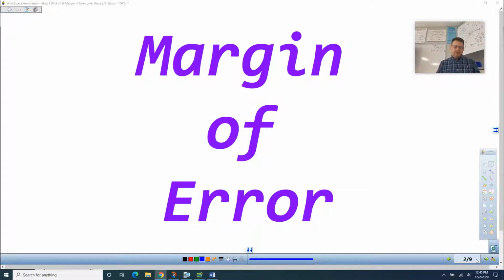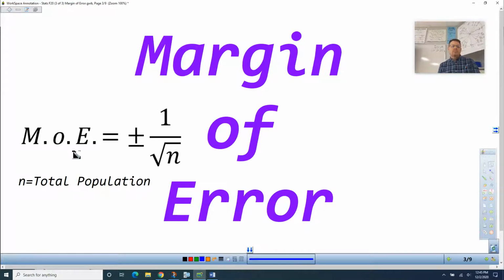That's the concept. So we've got a couple of formulas here. You're going to have to memorize them. And these are really, really simple margin of error formulas. If you're going to do real margin of error, more detailed stuff, you're going to need something a little bit more complicated than these. But these are introductory concepts. Okay. So first, it's got MO, the big MO. Margin of error is plus or minus 1 over the square root of n, and n is the total population.